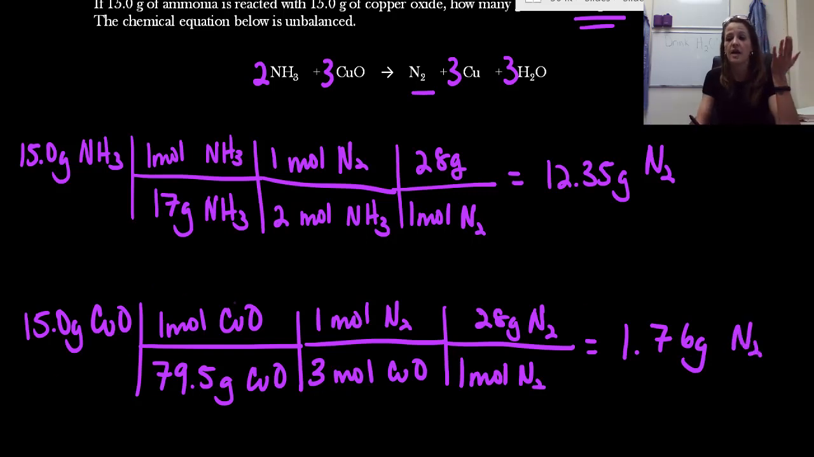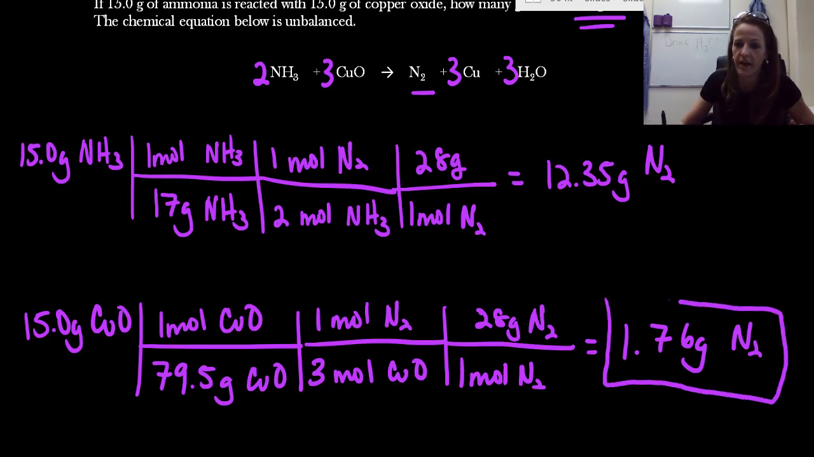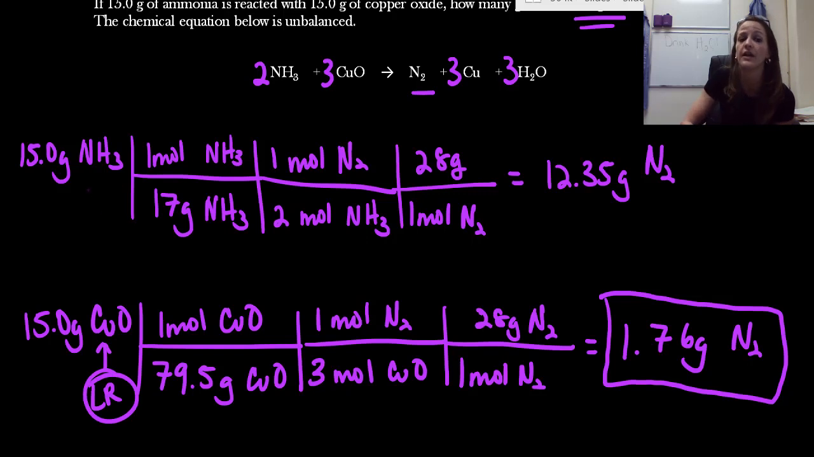So now the last step is to decide, what is my answer? Is it 12? Is it 1? Do I add them together? Do I subtract? Well, the answer is it is just the smallest number. So 1.76 grams of nitrogen is all you can create if all you have to start with is 15 grams of ammonia and 15 grams of copper oxide. You are going to completely run out of your copper oxide before you will even, barely touch your ammonia. You do not need any of it, okay?